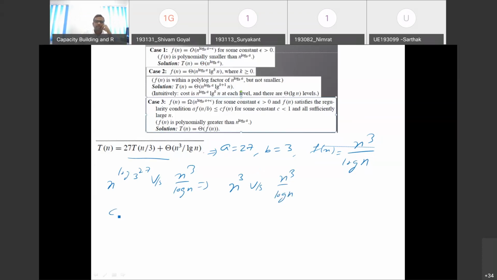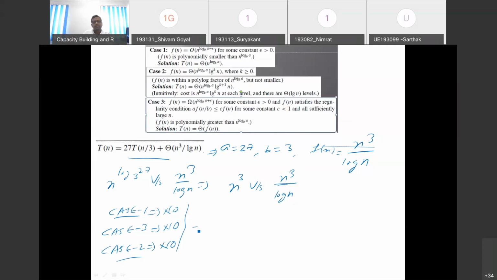So go for case 1. Is it applicable? Yes, no? No. f of n is not polynomially smaller, is it? Speak up. No. Go for case number 3, that f of n is polynomially larger. It is again no. It is neither polynomially smaller nor polynomially larger. Now go for case number 2, which says that it should be a logarithmic factor. Is this so? Yes, no? This is also no. It is not a logarithmic factor.